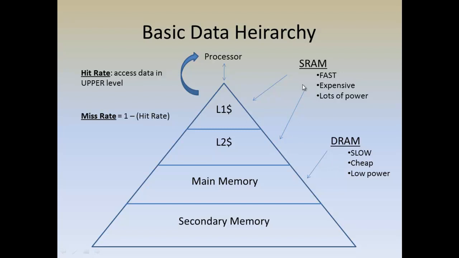To measure just how fast our processor is able to grab information is by examining the hit rate. The hit rate is the number of times our processor is able to correctly grab information from this L1, this level 1 cache, also known as the upper level. Just as important as the hit rate is the miss rate. The miss rate is the number of times that our processor needs to go to a different level in our memory hierarchy in order to grab the right data. The miss rate is calculated by taking 1 minus the hit rate.